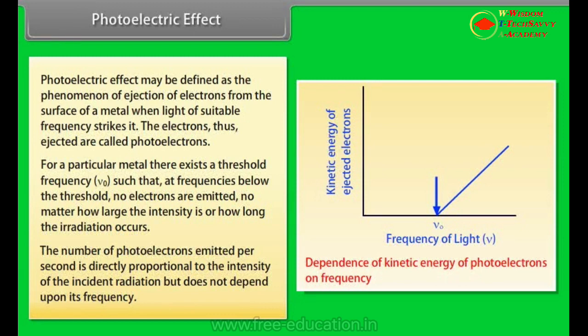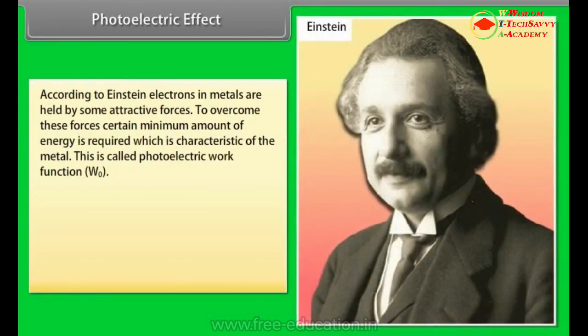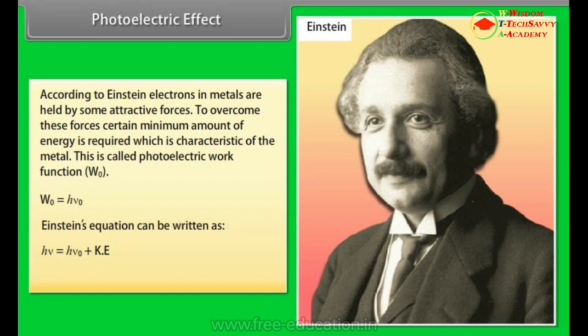The number of photoelectrons emitted per second is directly proportional to the intensity of the incident radiation but does not depend upon its frequency. According to Einstein, electrons in metals are held by some attractive forces. To overcome these forces, a certain minimum amount of energy is required, which is characteristic of the metal. This is called the photoelectric work function W0. W0 = h nu naught. The Einstein equation can be written as h nu = h nu naught + KE, so KE = h nu minus h nu naught.